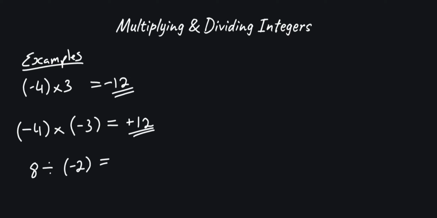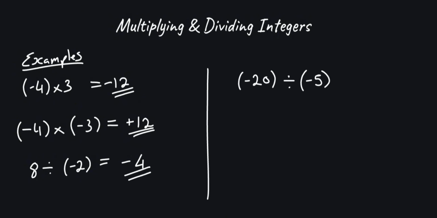8 divided by 2 is 4. Positive and negative, signs are different, so this becomes negative. Here's another question. Negative 20 divided by negative 5. What's 20 divided by 5? 20 divided by 5 is 4. And we have a negative divided by a negative. Because they're the same, we get a positive. So our answer is 4.